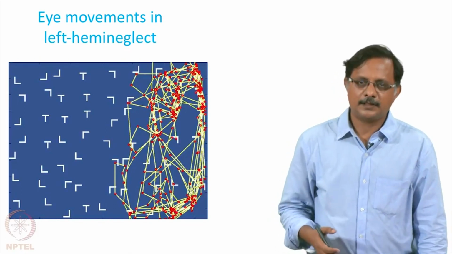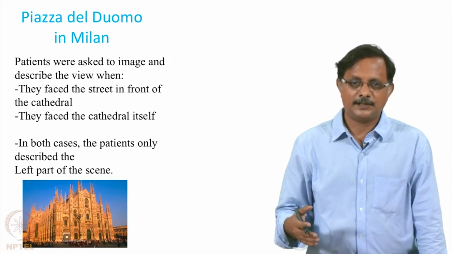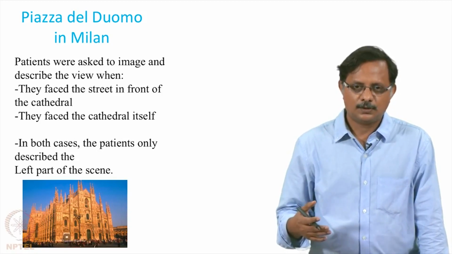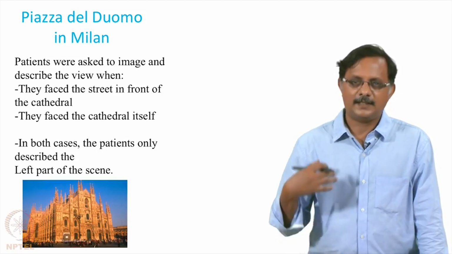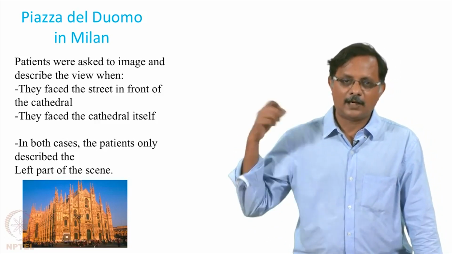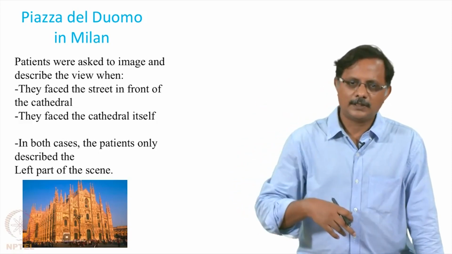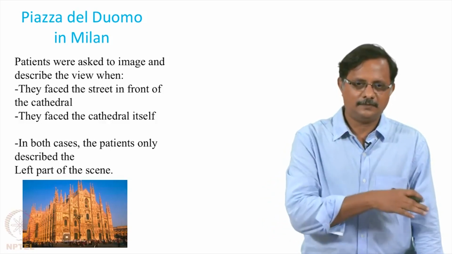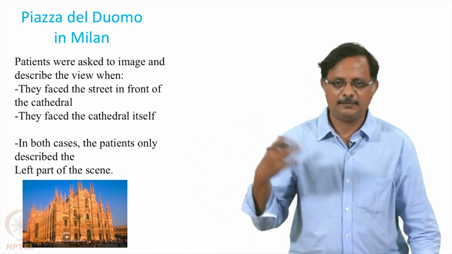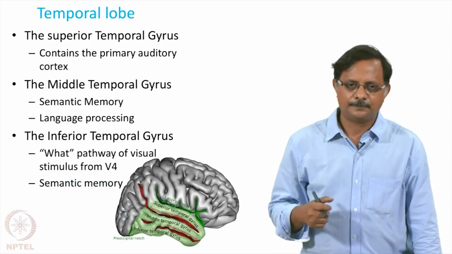There is another interesting experiment done with hemi-neglect patients. People were taken to a famous cathedral in the city of Milan in Italy. This cathedral is called Piazza del Duomo. In one case the patients were asked to face the cathedral and describe the cathedral. In the other case the patients were asked to turn their back on the cathedral and describe the street that is in front of the cathedral. In both cases the patients only described the left part of the scene, as though momentarily the right part of the scene disappeared or simply became non-existent, for the patients.